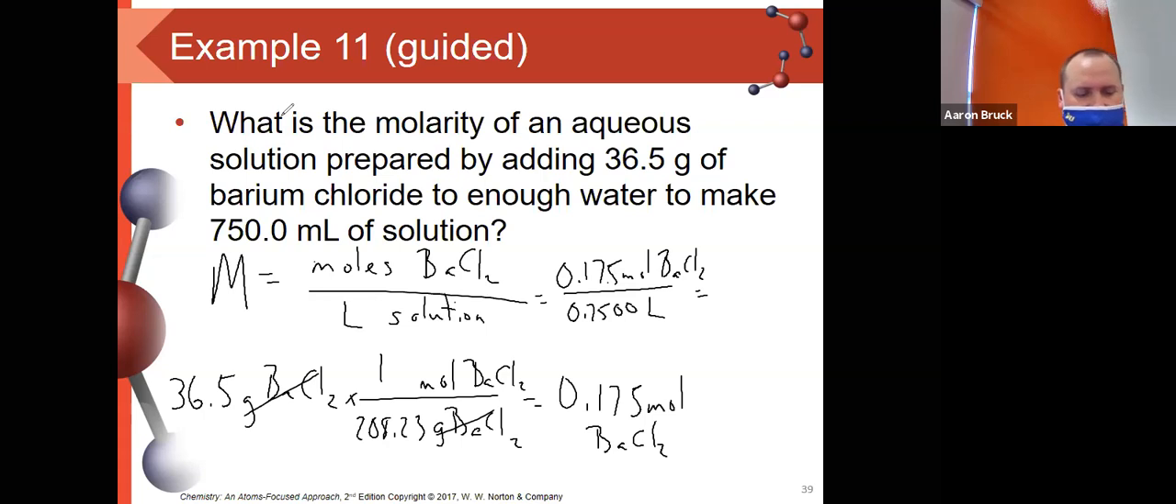That goes up into my equation now. 0.175 divided by 0.75 gives me, to three significant figures, 0.233 molar barium chloride.